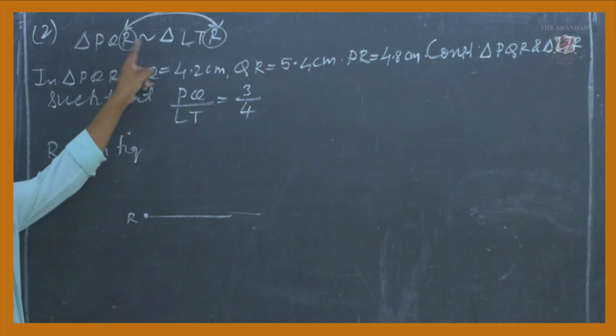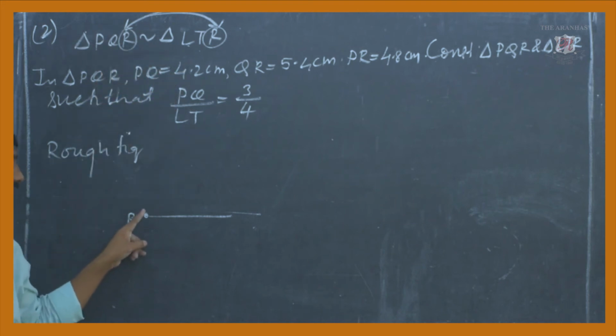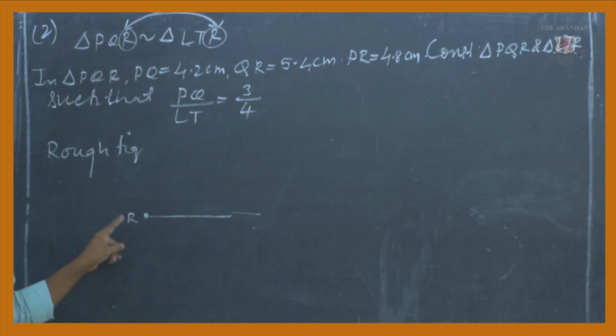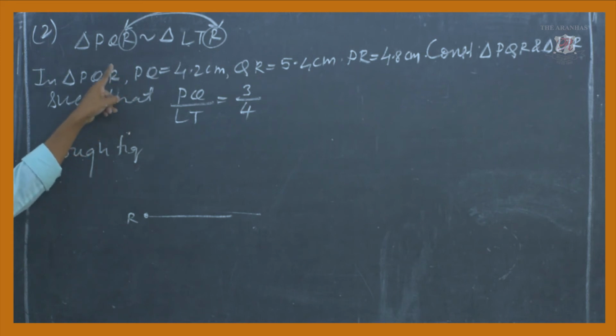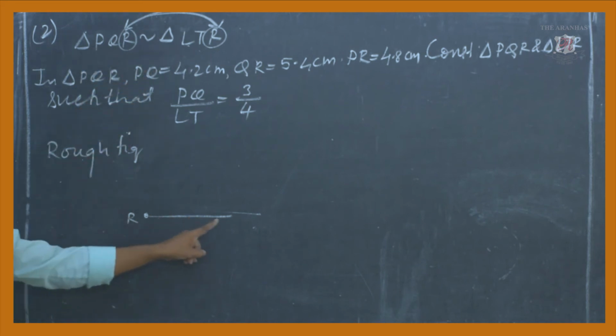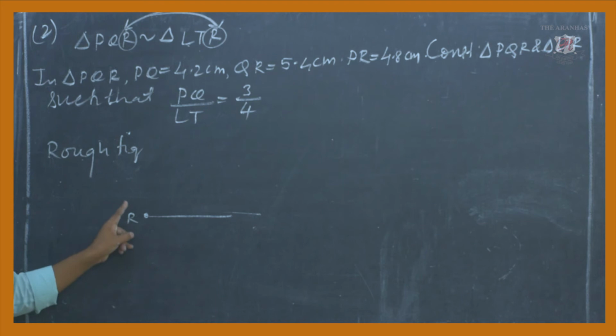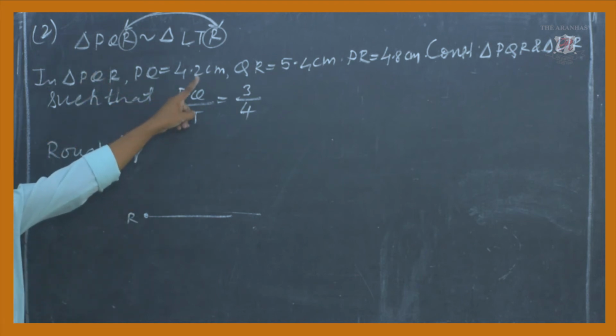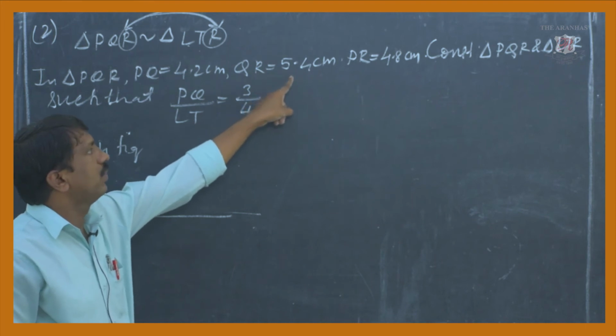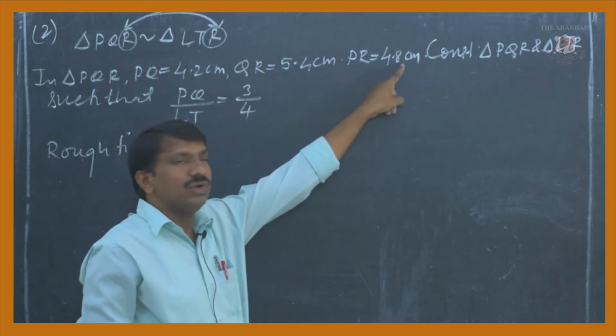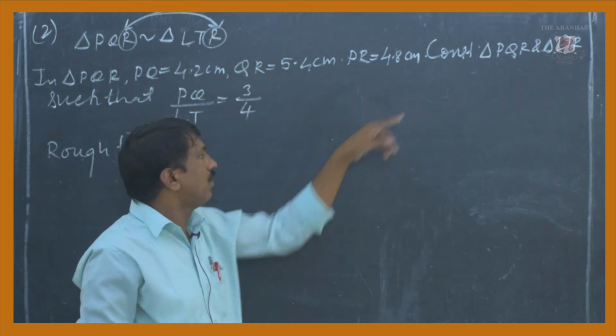Who is the common vertex? That should be the starting vertex of your triangle, R. According to the correspondence you can take the remaining sides here. Now in triangle PQR, PQ is equal to 4.2, QR is equal to 5.4 and PR is equal to 4.8.